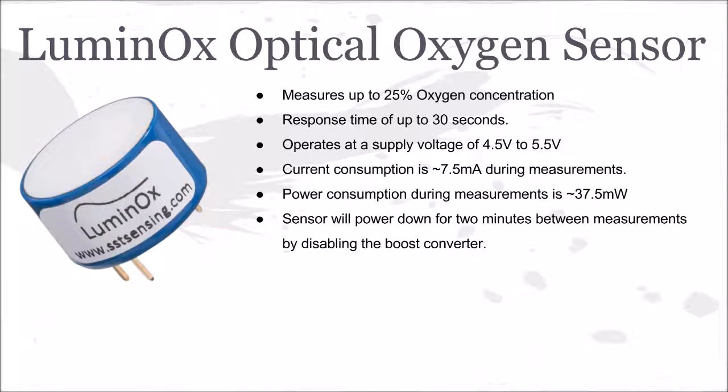And this is the oxygen sensor we went with, the Luminox optical oxygen sensor. It measures up to 25% oxygen concentration. Has a response time of up to 30 seconds. It operates at a voltage of 4.5 to 5.5 volts. Again, 5 volts required for our CO2 sensor. Current consumption is very low, 7.5 milliamps during active measurements. And so at 5 volts, power consumption is about 37.5 milliwatts. And again, to save power, we'll do the same thing as with the CO2 sensor, where we disable the boost converter.